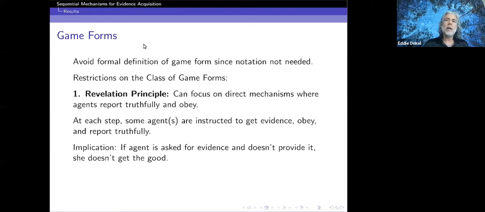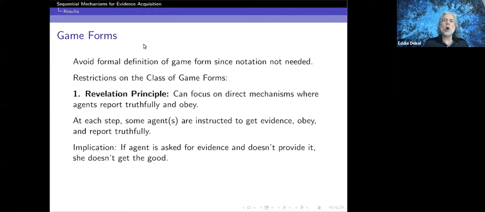What does obey mean? The principal is going to say, you get evidence now and present it to me. The agent's going to get evidence and present it. There isn't cheap talk at the beginning because the agent doesn't know anything until they get the evidence. So there's no issue of truthful reporting ex ante. The only time that there's any truthfulness involved is I tell you to get the evidence and you get the evidence and show it to me.